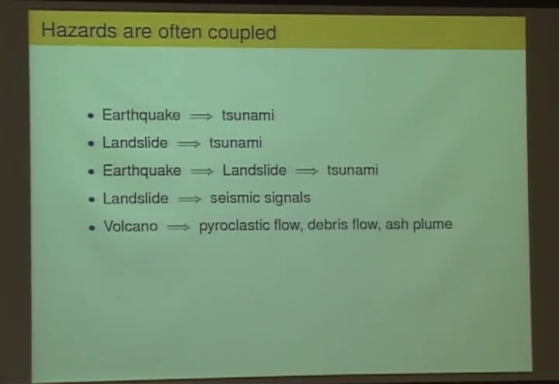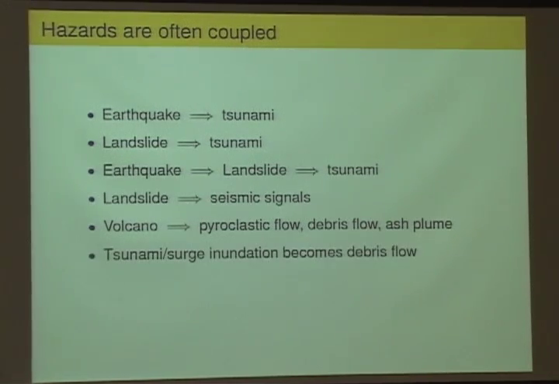Volcanoes I haven't talked about, but there's all sorts of flow problems that come out of volcanoes: pyroclastic flows, debris flows, ash plumes in the atmosphere. Of course, volcanoes can also cause tsunamis if it's an underwater volcano or if there's a flank collapse on an island volcano or something. And then as a tsunami or a storm surge comes inland, it eventually becomes a debris flow. If you saw the videos of the tsunami in Japan going over the Sendai Plain, it wasn't just water, it was a very thick debris flow with all sorts of debris in it. And so coupling the tsunami model together with debris flow models ultimately will be important.